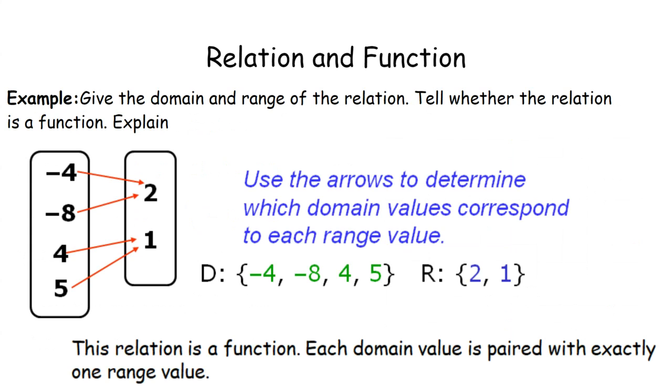Relation and function. Give the domain and range of the relation. Tell whether the relation is a function. Explain. Use the arrows to determine which domain value corresponds to each range value. As we see, the domain consists of the set of numbers -4, -8, 4, 5, and the range consists of the numbers 2, 1. This relation is a function. Each domain value is paired with exactly one range value.